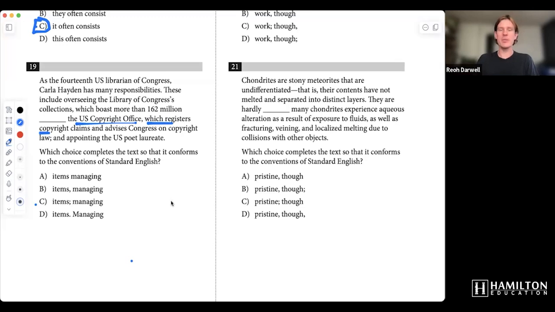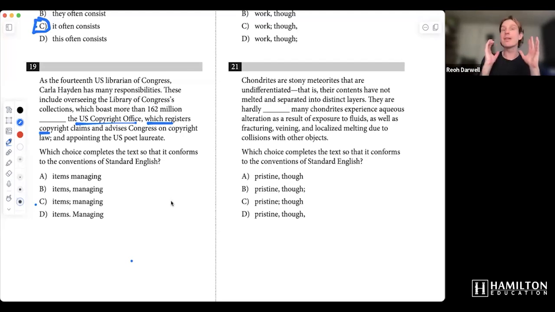it'd make us think that Carla's responsibilities are to 1, oversee the Library of Congress. Actually, sorry. We would think her roles would be to 1, oversee the Library of Congress collections. 2, which boast more. 3, manage the Copyright Office. 4, which register. And 5, appoint the US Poet Laureate.